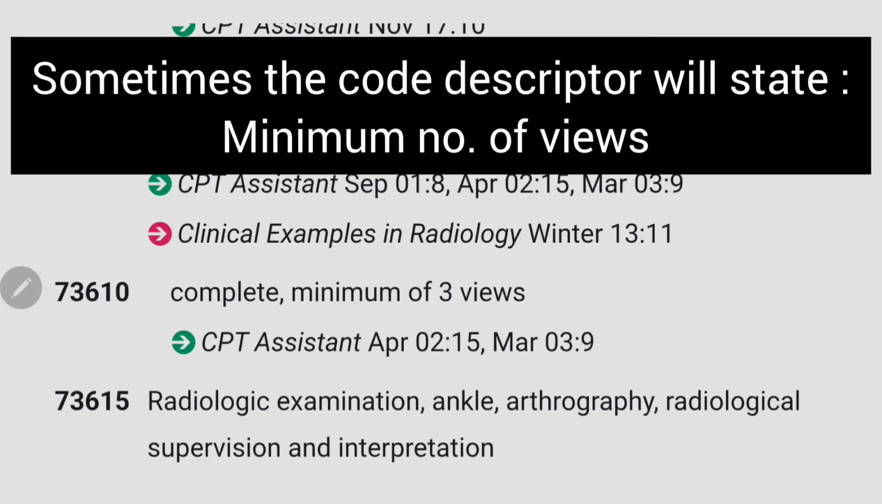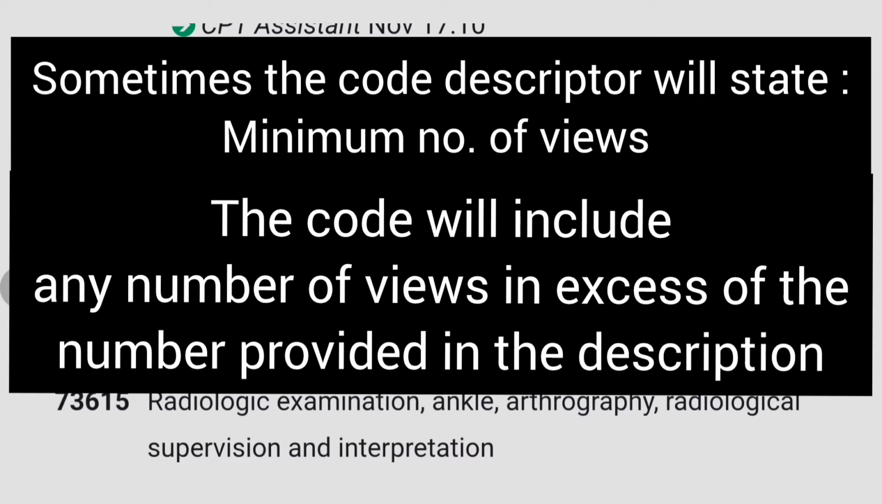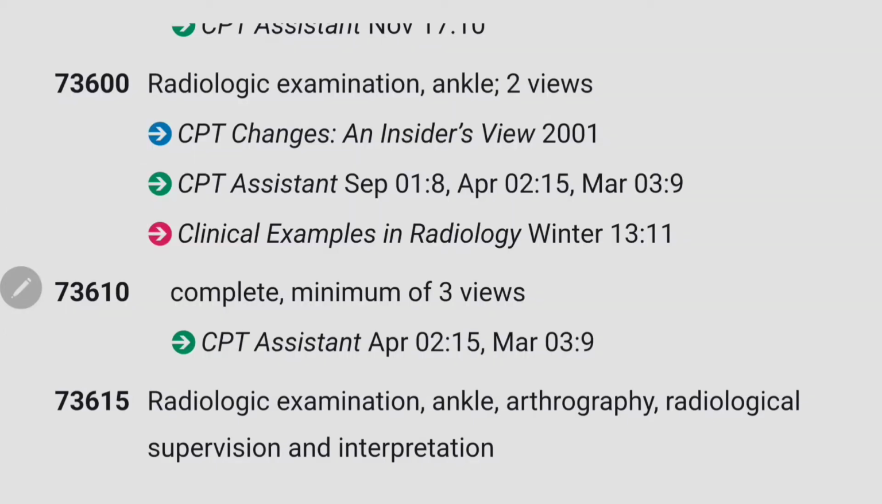Sometimes the code descriptor will state a minimum number of views. It means that the code will include any number of views in excess of the number provided in the description. For example, the description for CPT code 73610 is radiological examination, ankle, complete, minimum of 3 views. So they have mentioned minimum of 3 views. It means that whether 3, 4 or more views are taken, 73610 is the appropriate code to use.